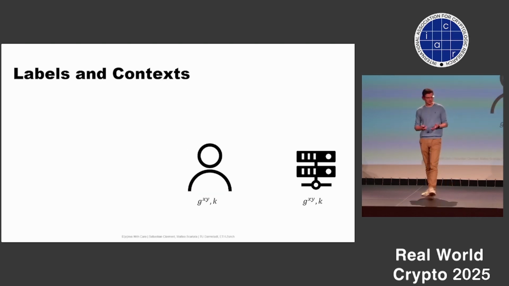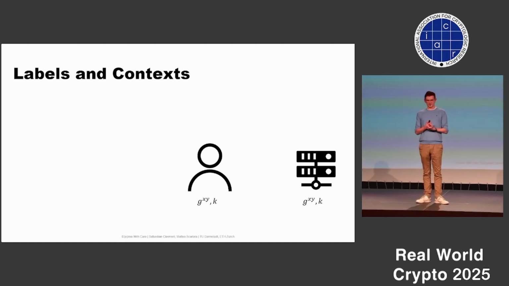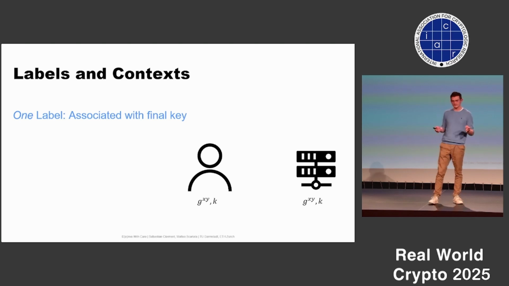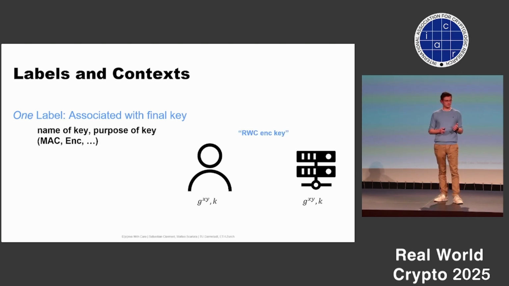So this leads me to this discussion on labels and contexts. When we first started analyzing key derivation functions, and especially key derivation functions that combine multiple input secrets, we were quite confused by the notion of labels and contexts, and also the notion of an info field, which sometimes appears, which also somehow gets input into the KDF. So we have come up with the following logic. We say a multi-input key derivation function should have one single label that is somewhat associated with the final key.